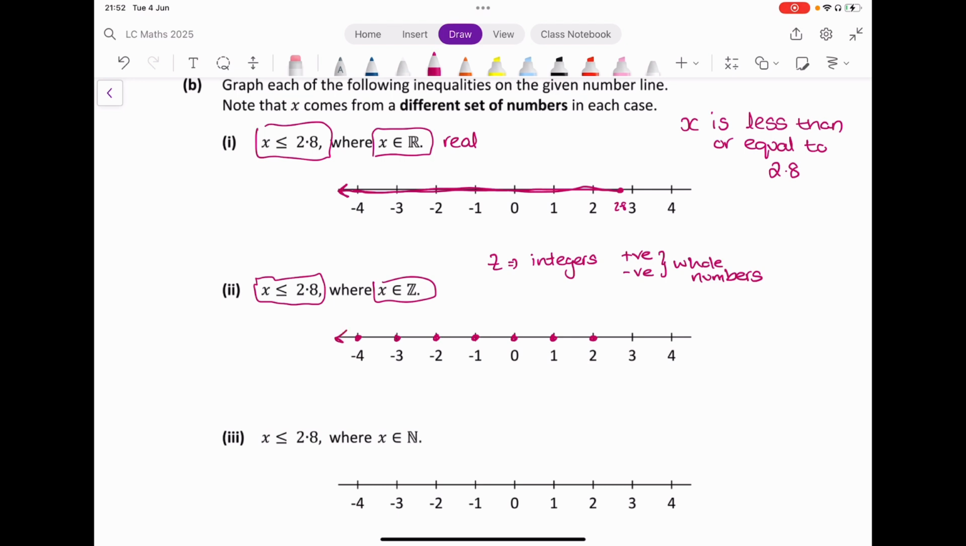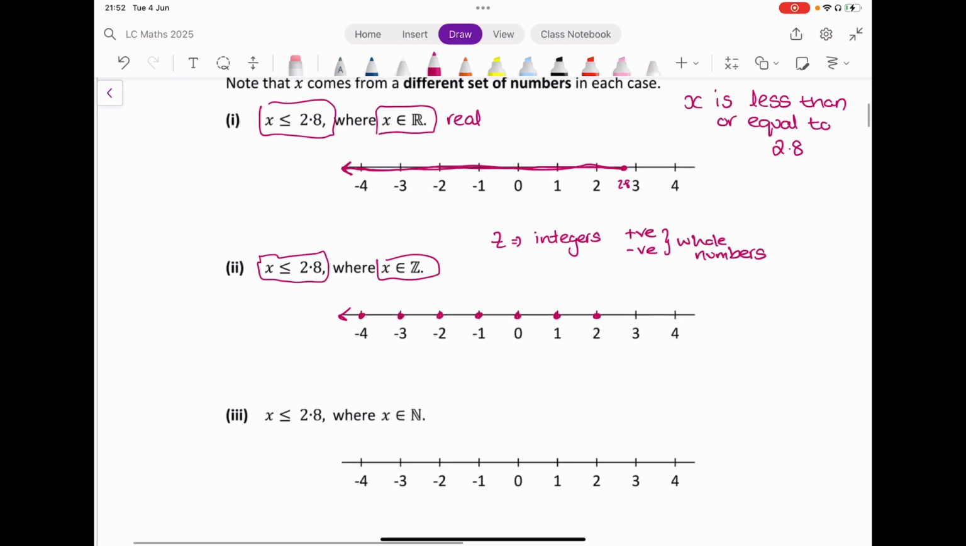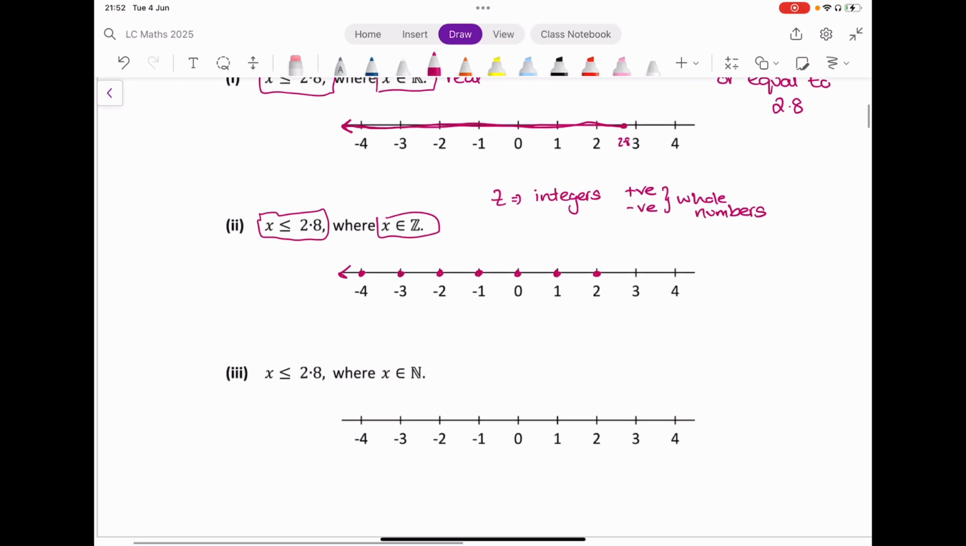So I might throw that arrow in just to indicate to my examiner I know that also -5, -6, -370, they are all also within the subset. Okay, and then the last one is that when we're looking at the natural numbers, N are natural numbers, and they are just our positive whole numbers.